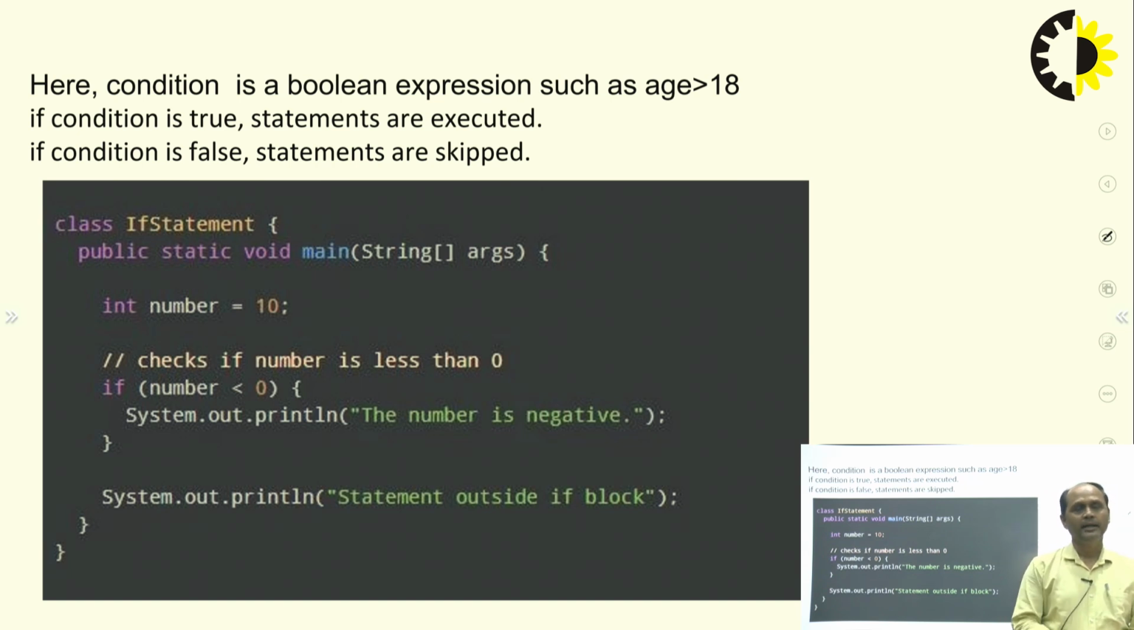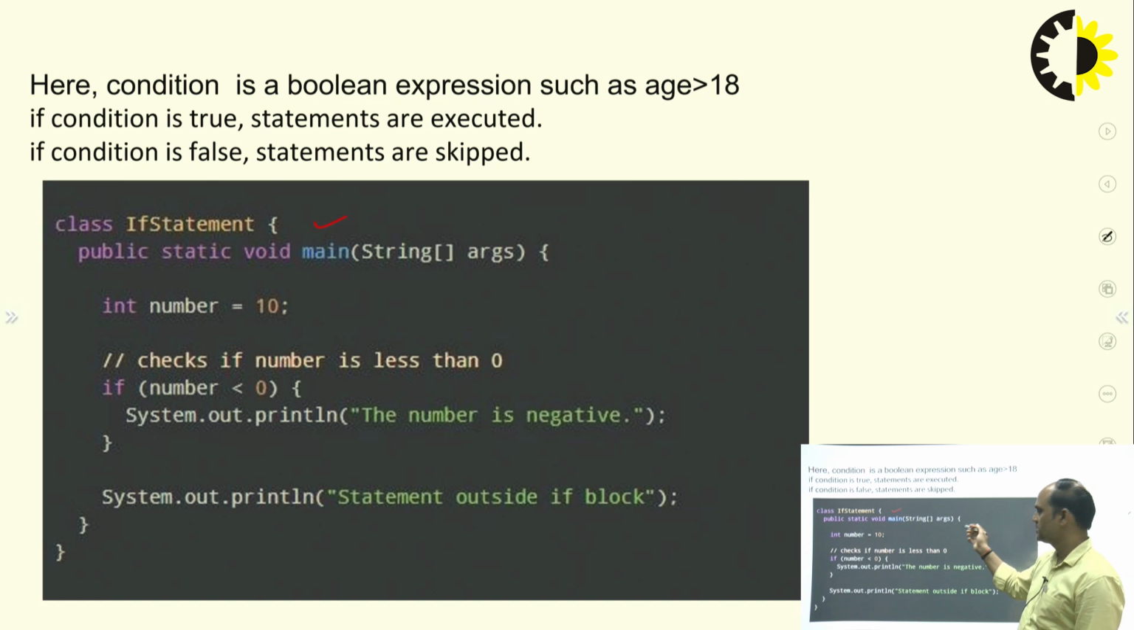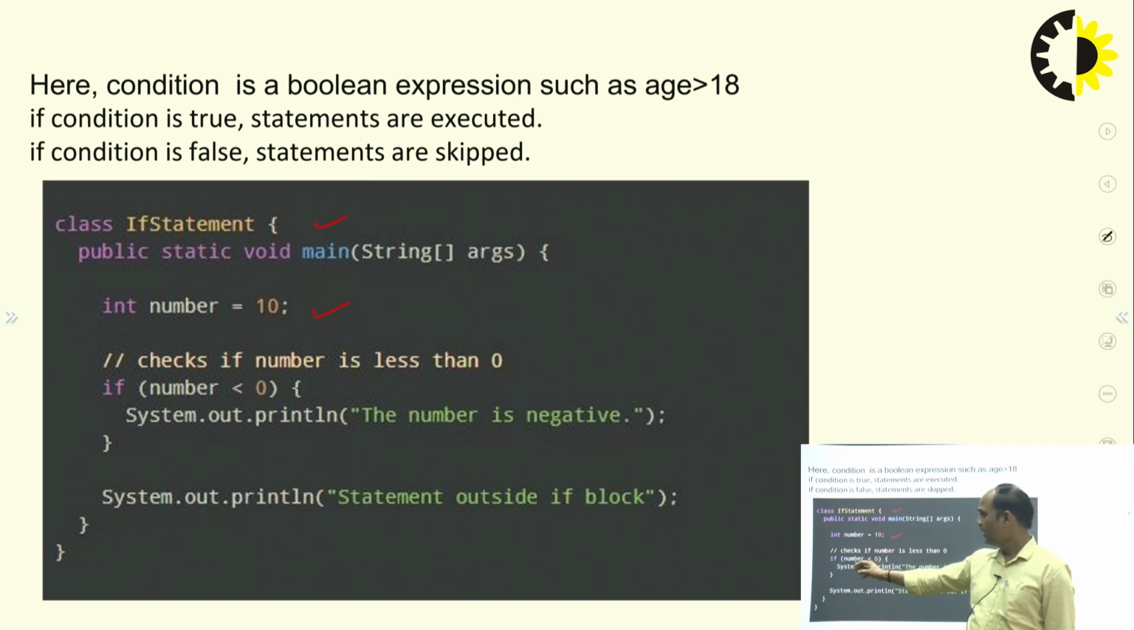How is it handled in Java programming? Suppose we have declared a class, IfStatement, and a public static void main, which is the basic syntax of declaration, and we have a number, 10. If number is less than 0, then we print that the number is negative. Then there is a statement outside the if block. This is the basic syntax and execution of the if statement.